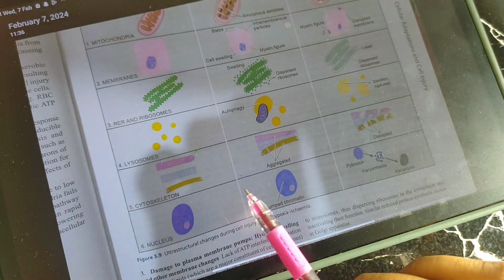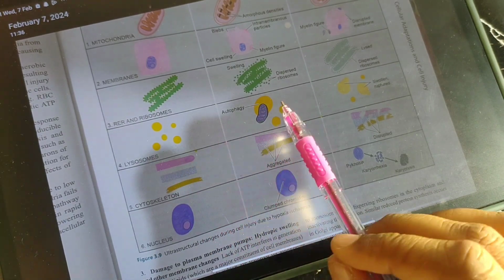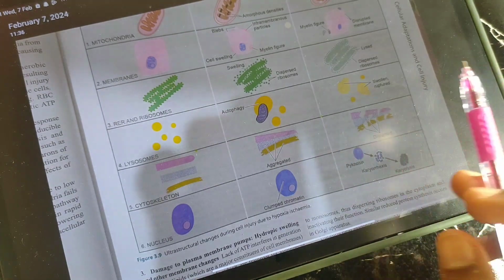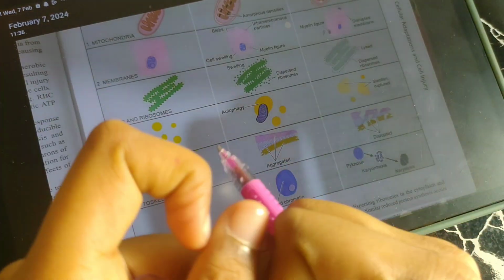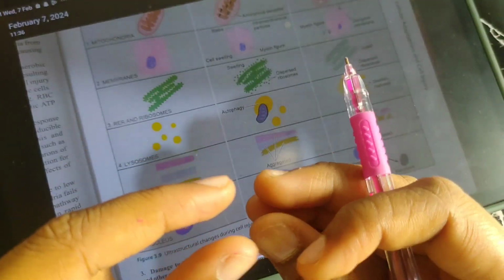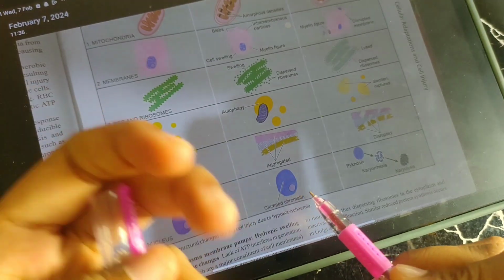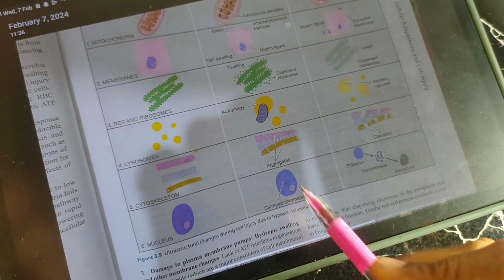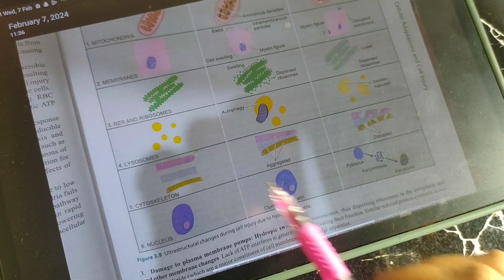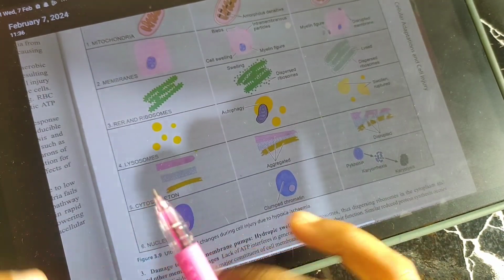The cytoskeleton, which maintains the shape of the cell, will be aggregated in reversible injury, and in irreversible injury it will be disrupted. The nucleus is clumped, with clumped chromatin; everything comes closer, and the stain of the nucleus will be increased. More chromatin, more basophilic, it stains deeply. Whereas in irreversible cell injury, the nucleus is completely destroyed.